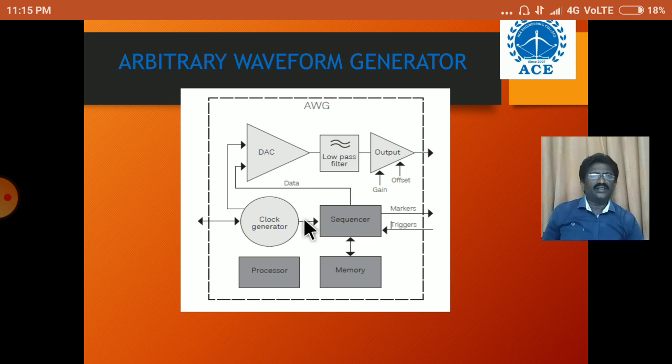Low pass filter. So this one, because the DAC output is a series of voltage steps, it is harmonic and requires filtering for a smooth sinusoidal analog waveform.